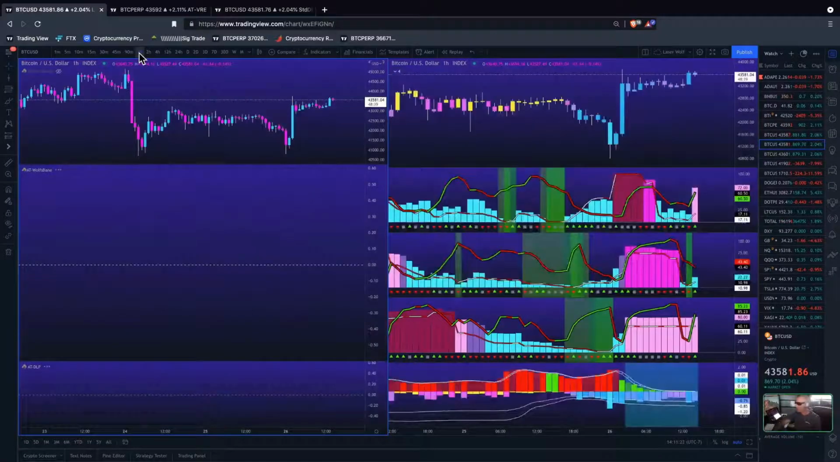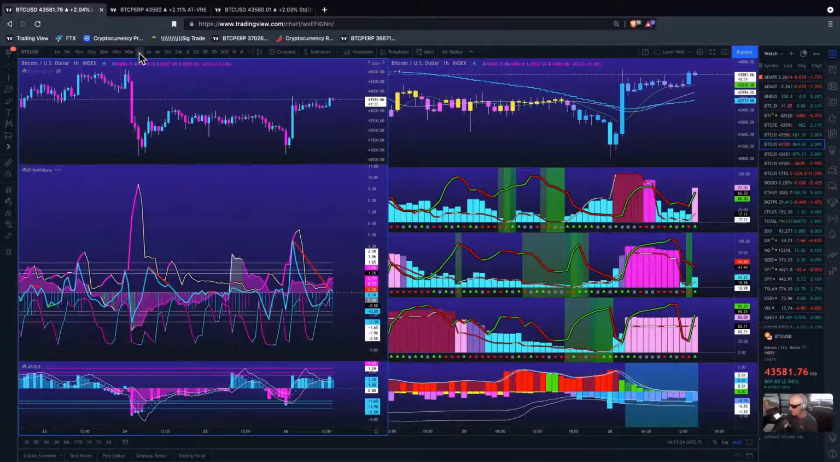1 hour chart real quick. Probably, yep. That's the only reason why it's printing on the 90-minute hour. 1 hour candle, 90 minutes back. Print. Does that mean this price is just going to go down now? No, it doesn't at all.